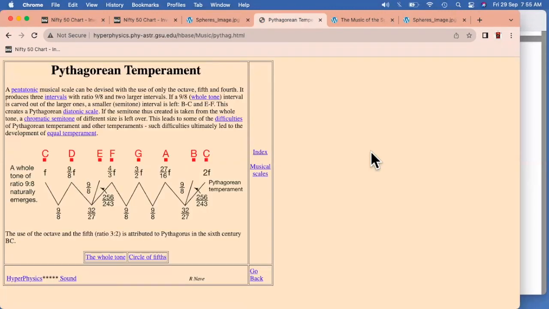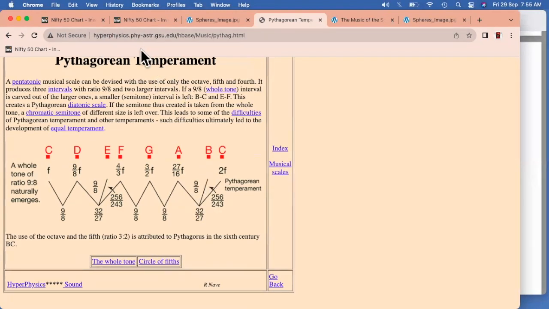Now, talking about the ratios, we also need to understand one important thing. You can go to this website, Hyperphysics, and just type in Pythagoras, and you'll be able to get the details.